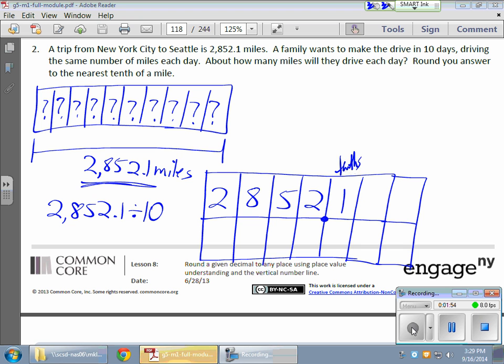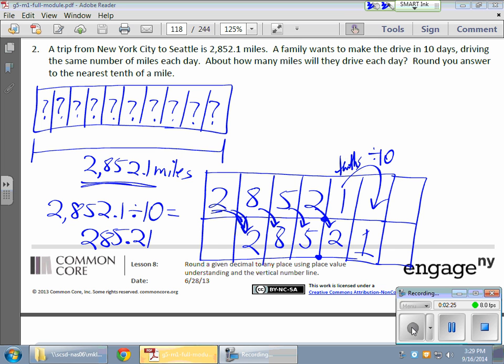Okay, and everything's going to lose a place value because I'm dividing by 10. And as we know, every place value is worth 10. So my 1 drops down here, so the 1 loses value. The 2 is going to lose 1 place value. The 5 is going to lose 1 place value. The 8 and the 2 are all going to lose 1 place value. Okay, so a 2 in the thousands place is going to become a 2 in the hundreds place. So my answer is 285.21 miles. So each day, that's what they're planning on driving.